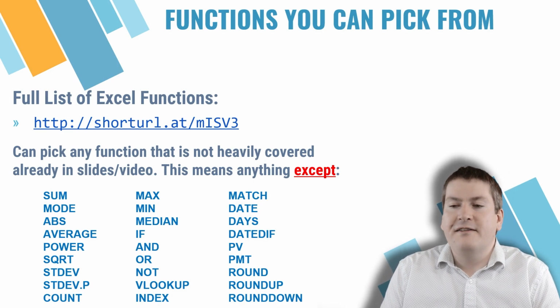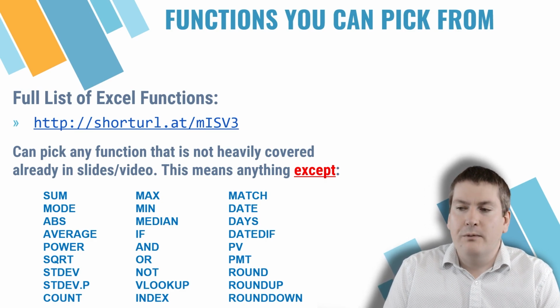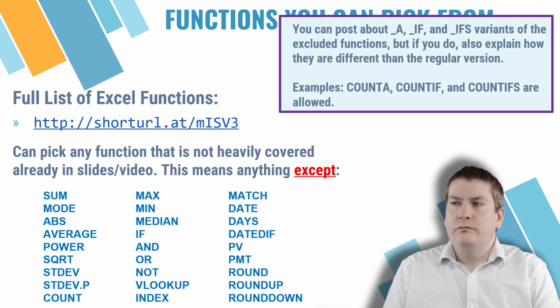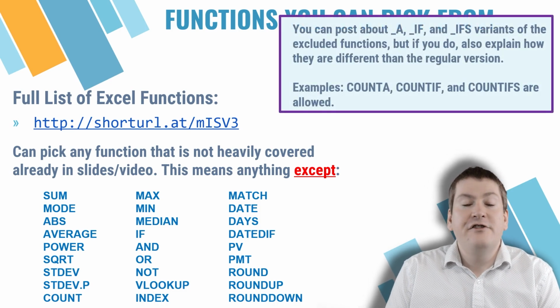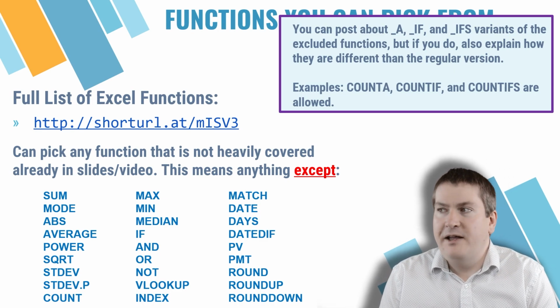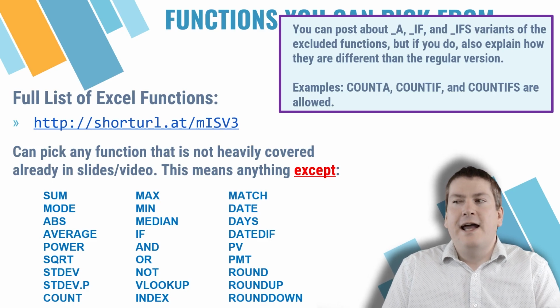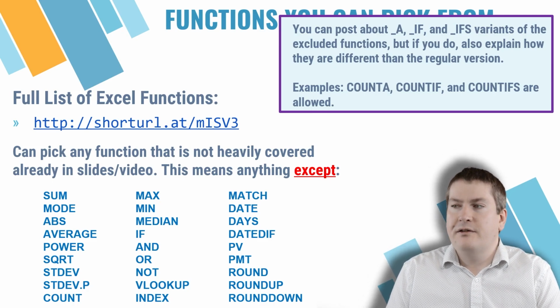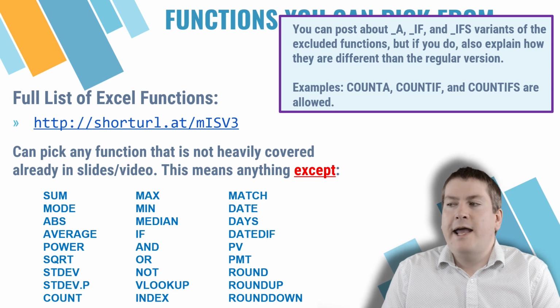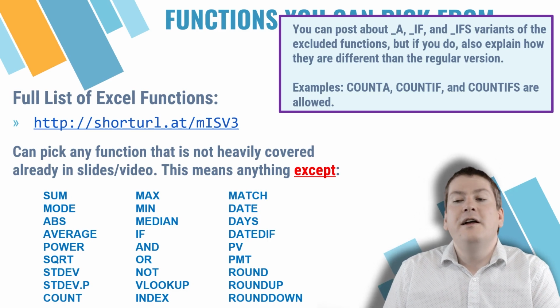So look in that list of Excel functions, find one that's not listed here, and then you can write a forum post about it. You can post about variations of these functions. For example, you could use sum_a, sum_if, sum_ifs. That's all completely fine. But if you do, also explain how they're different than the regular version. Another example would be things like count_a, count_ifs. Those are all allowed because they're not listed over here, even though count is.